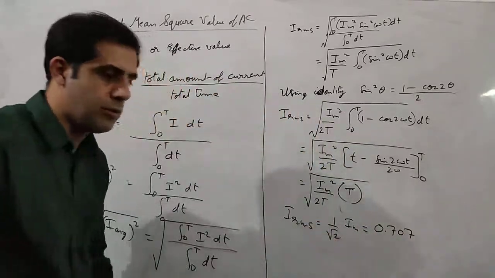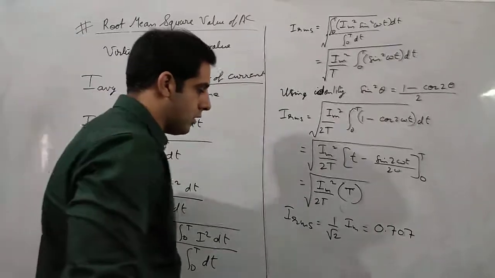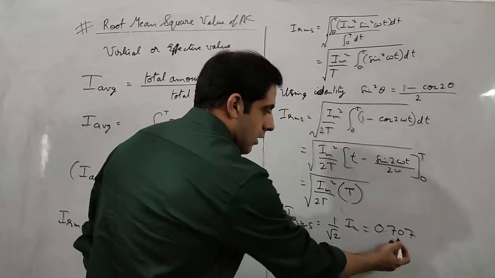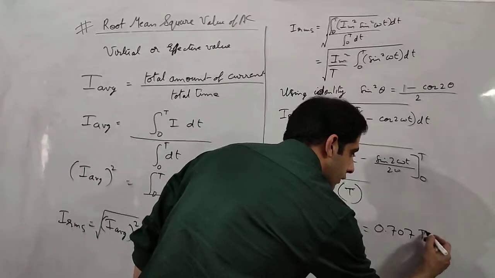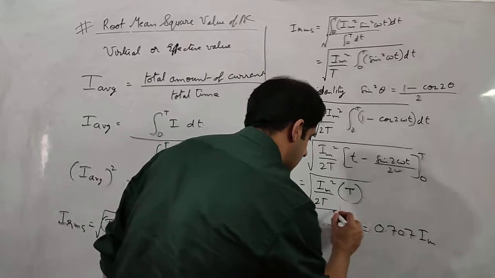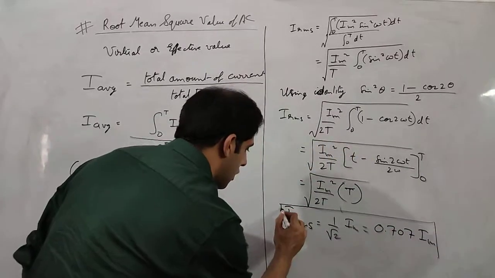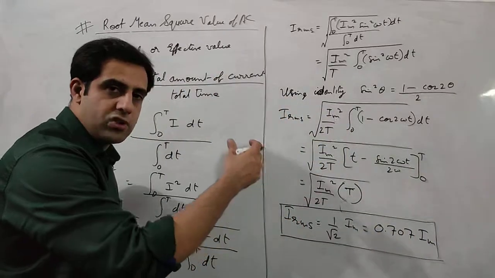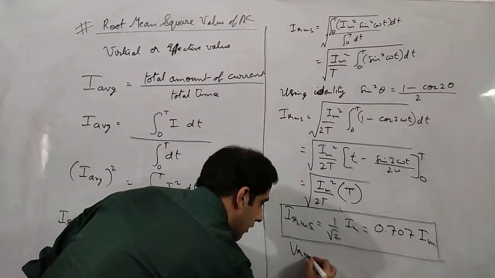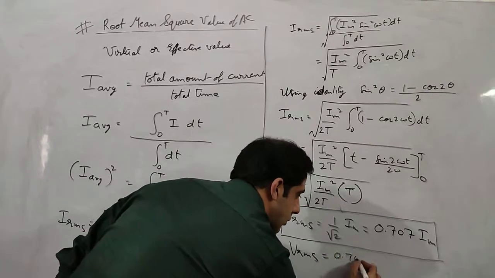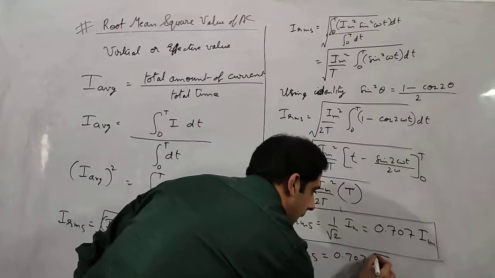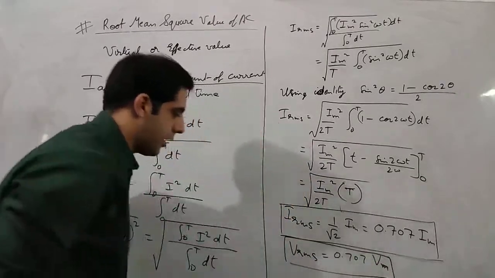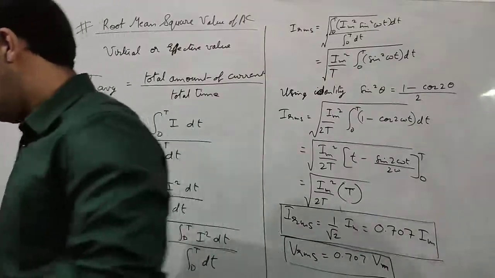This value you should memorize. It is used very often. 1 upon root 2, 1 upon root 3. These values you should memorize. 0.707 of Im, that is the peak current. So this is the value of root mean square of current. Similarly, we can find out root mean square voltage. So that will be given as Vrms, which will be 0.707 of peak voltage. So you have both the formula for root mean square value of current and root mean square value of voltage.